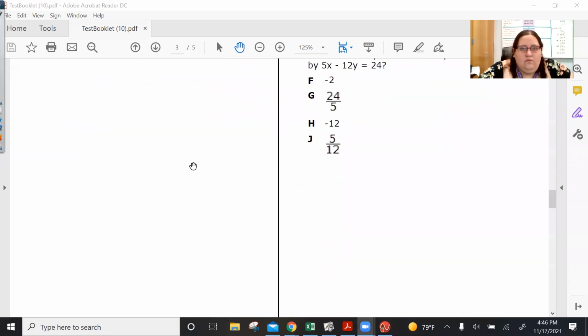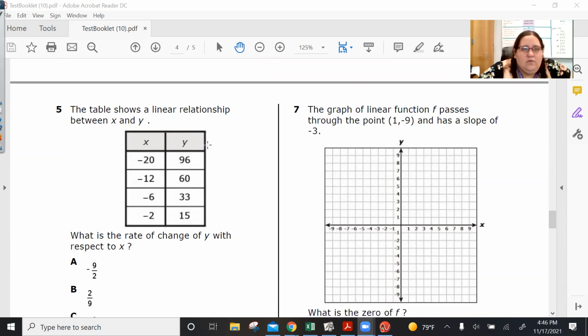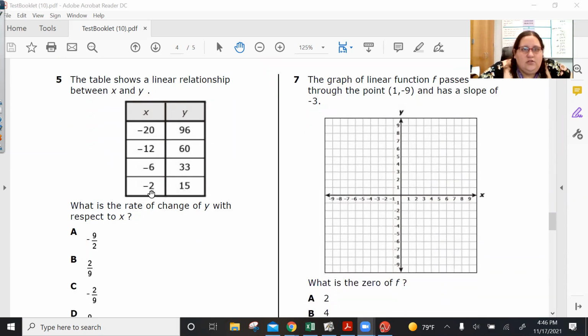Okay. Which one shows this as a relationship between X and Y? We want to know the rate of change. This is just a fancy way to say slope. Now, these are fractions, and I know if I do linear regression, it's not going to give me a fraction. So I'm going to go ahead and just do some old-fashioned addition and subtraction.